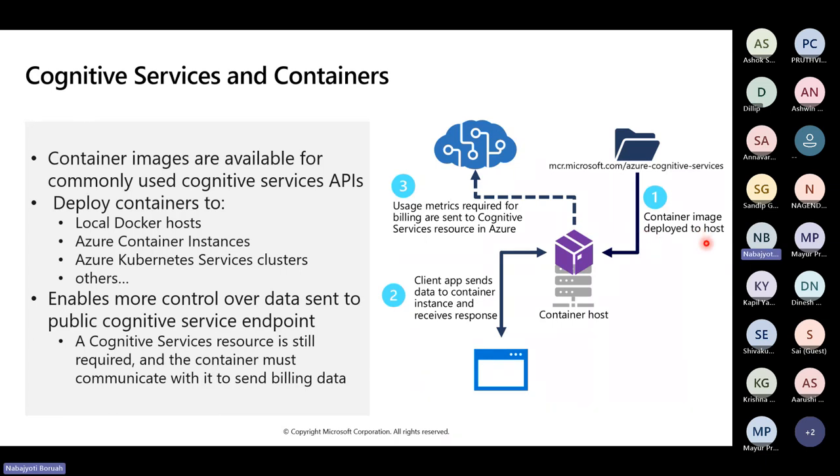So the container image is deployed to a host, the container host that can host a container. And that is the image that you can see on the top. Your client app will send the data to the container instance and receive a response. But the container instance where your cognitive service is going to run will make a call to the actual cognitive service, which is there as an API. Usage metrics required for billing are sent to the cognitive service resource in Azure.